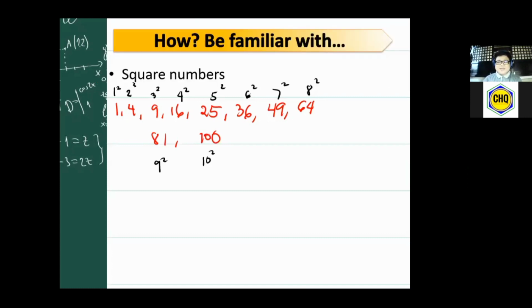Bakit siya square number? Kasi geometrically speaking, nagmumukha siyang square. Let's say, for example, 4, that's 2 times 2, so 2 by 2. Yung 9 is 3 by 3. That's a square, so you can draw a square, 3 by 3. 16 is 4 by 4. Kaya siya square numbers. So you must be familiar with them.